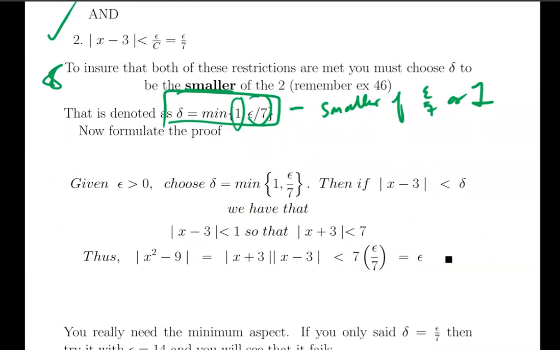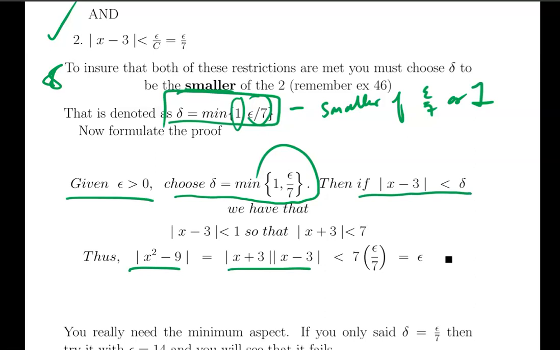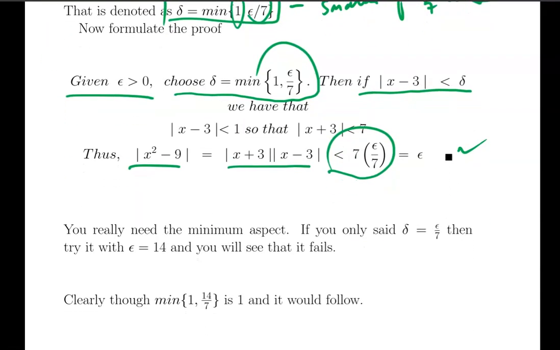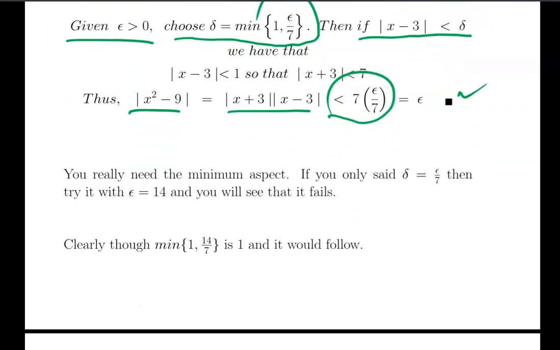Okay, so now we say same sort of proof, right? Given any epsilon, choose delta to be the minimum of these 2. Okay, then if |x - 3| is less than delta, |f(x) - L|, which is equal to that, is less than 7 times epsilon over 7, and we're good to go. Here's an example to show you where if epsilon is 14 and you don't have that minimum in there, it'll fail. Okay. Actually, it's not in there. It just says try it, so you go ahead and do it.